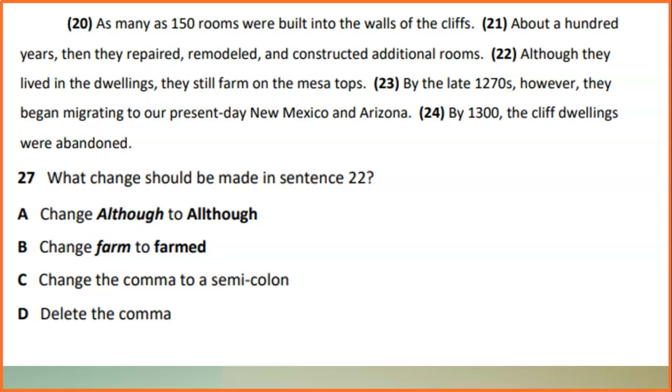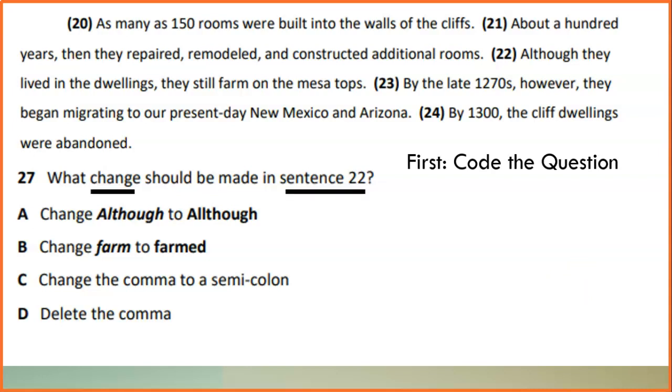Okay, we're going to try with one more. If you'll skip down to question 27, make sure you're marking as we go because you're going to have one of your own to do. 27 says, what change should be made in sentence 22? Although they lived in the dwellings, they still farm on the mesa tops. Okay, step 1, code the question.